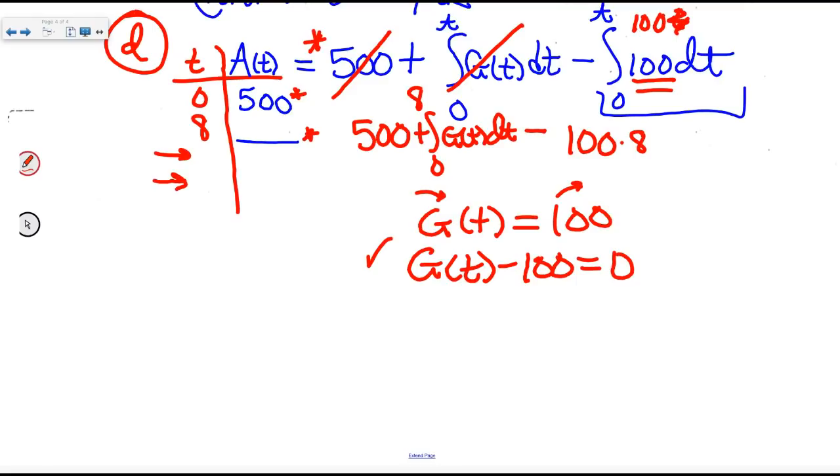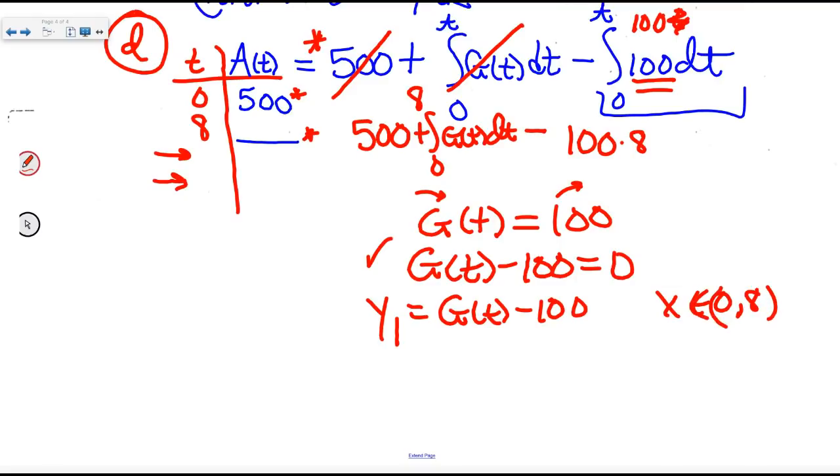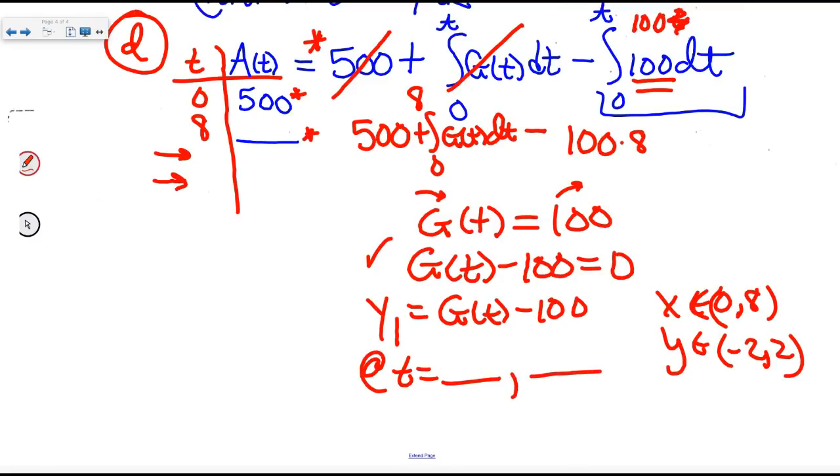So what you do is you go to your calculator and you go to Y1 and you actually enter the G of T function minus 100. Set your window to go from 0 to 8 by ones. Again, for the y's, I'm just looking for where it crosses the y-axis, so maybe just have it go from -2 to 2. You'll get some critical points. So at t equals blank, there's probably usually 2 of them. We write them down. I want you doing that. That's what I'm going to check.